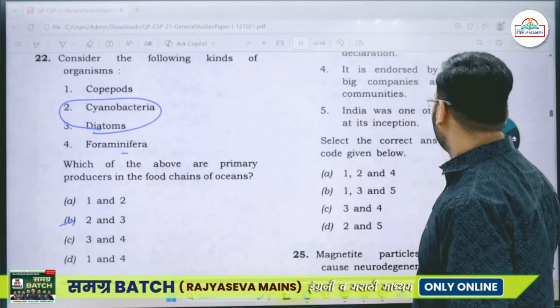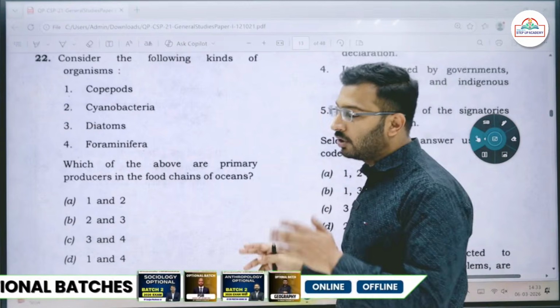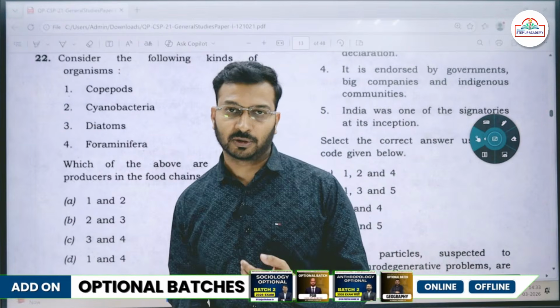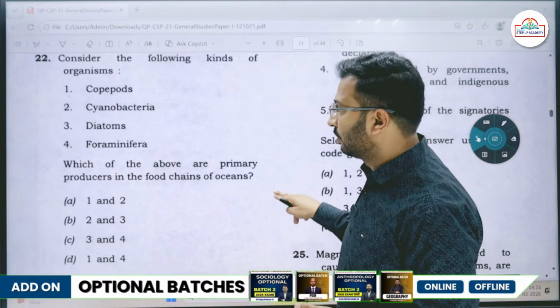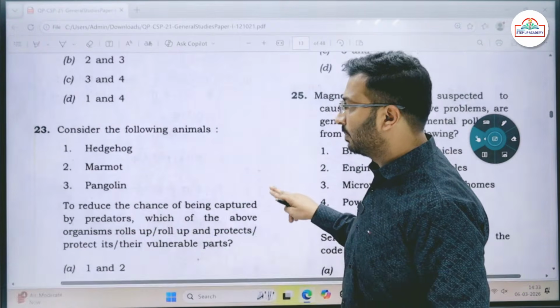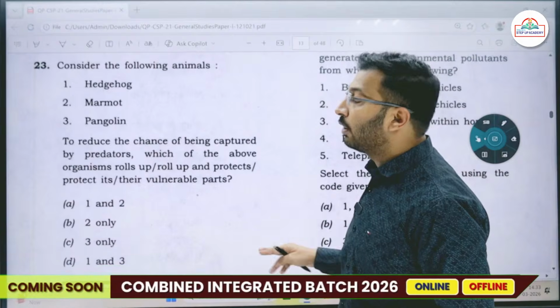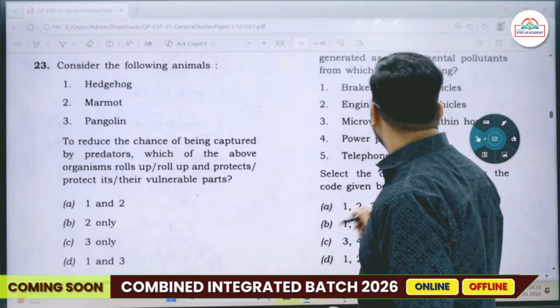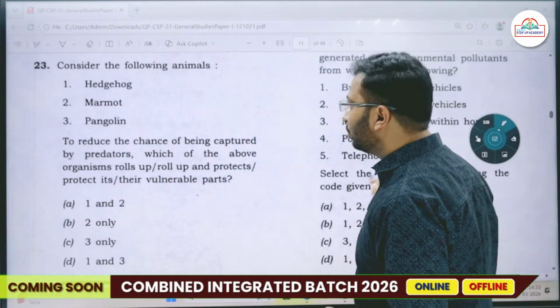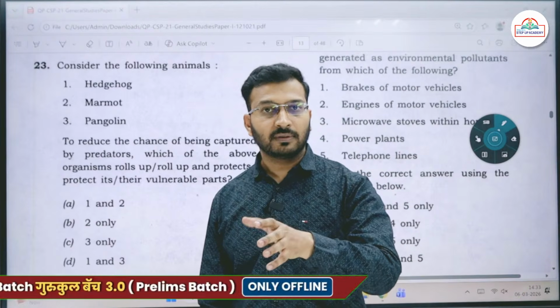In case you are not aware, you can directly skip, because with organisms there are limitations with respect to which organisms you should be doing. Okay, so in environment, these organisms trouble a lot. Again, question, consider the following animals. So if you look at the environment questions, they are very dynamic.